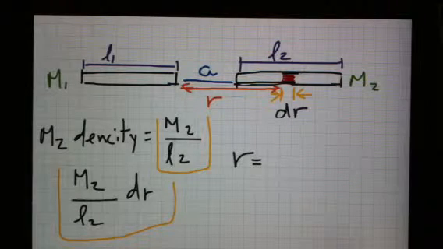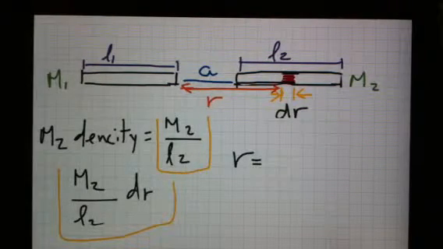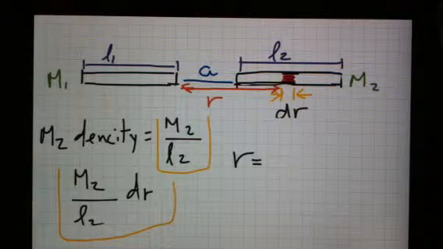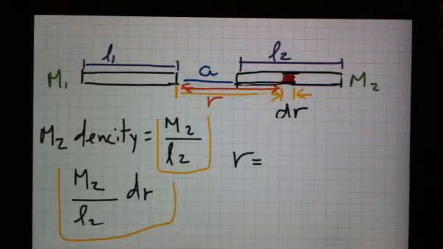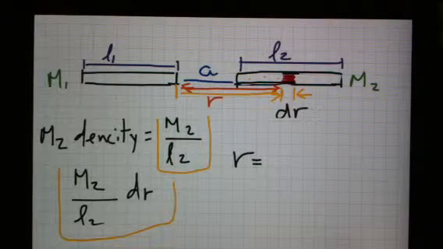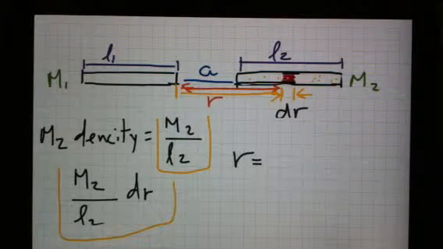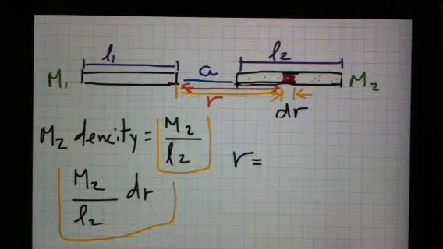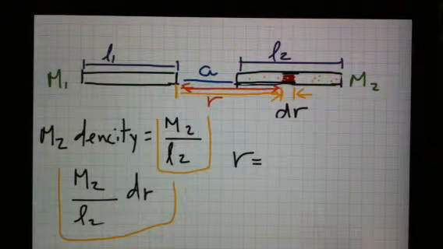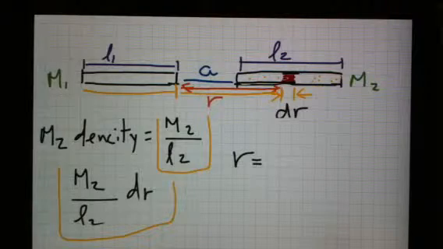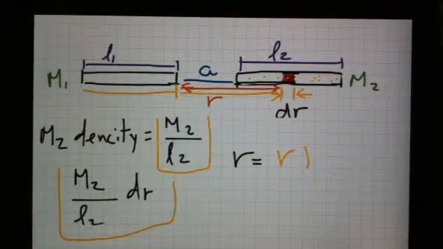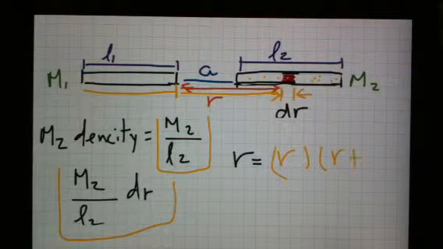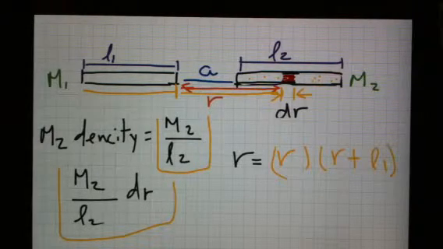Now we have two distances to deal with in this problem. One is the distance between rod 1 to any point on rod number 2, and the second distance is the same distance plus L1. So we can say distance is r times r plus L1.